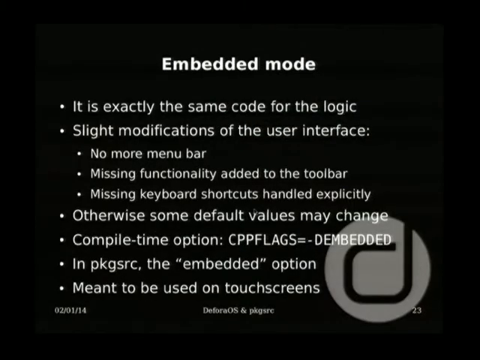Embedded mode, so I already mentioned it. It's exactly the same code, no more menu bar, more missing functionality is implemented through the toolbar. To enable it, it's just a compile time flag. You add -DEMBEDDED to the compilation, and then it's going to build embedded mode for each application that supports it. And in pkgsrc, there is an option for this, which is called just embedded. So if you just enable that in your mk.conf, it's going to build the embedded versions of the packages instead.